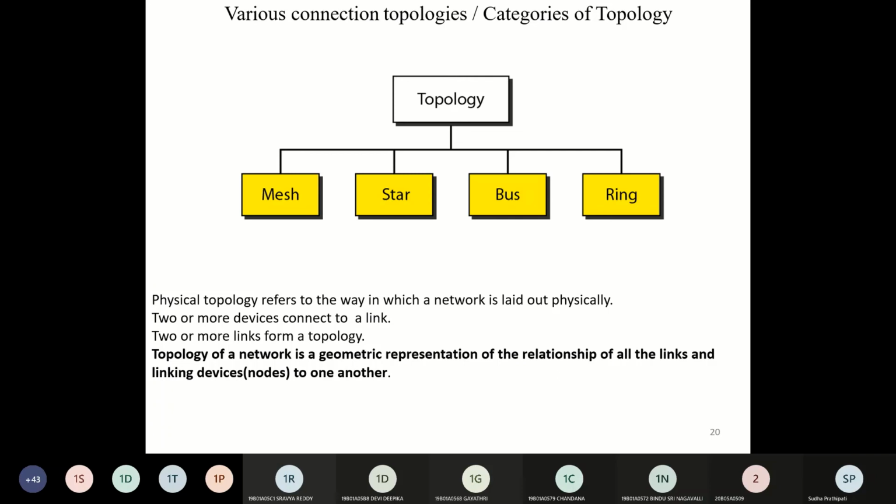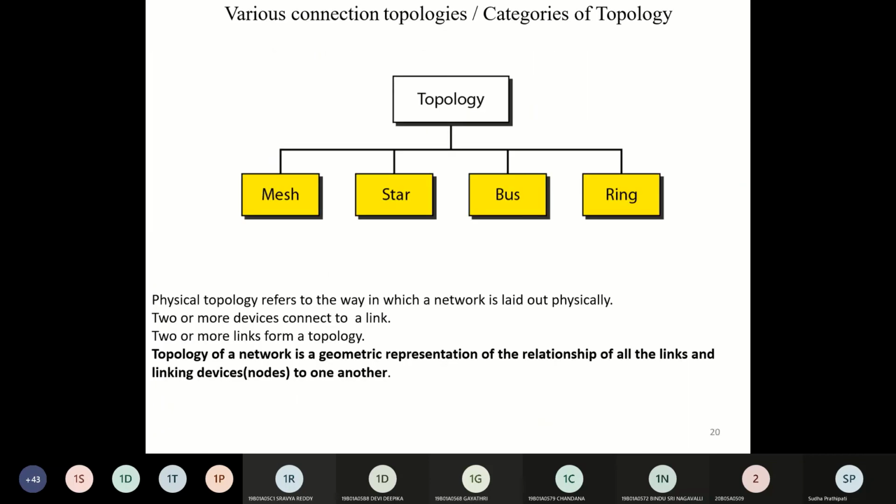So what are the various topologies? The topologies available are the mesh, star, bus, and ring topology. And mesh topology is your internet topology. This is one of the MCQs: what is the topology that the internet uses? The internet uses mesh topology. In tomorrow's class, I'll continue with these topologies in detail. What did we see today?